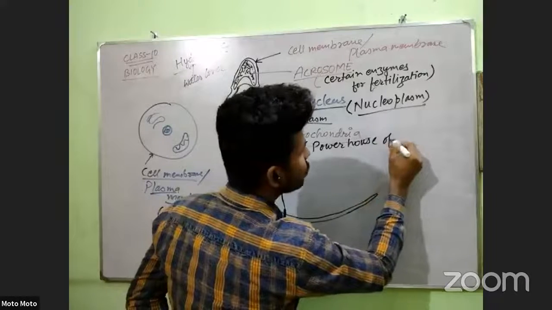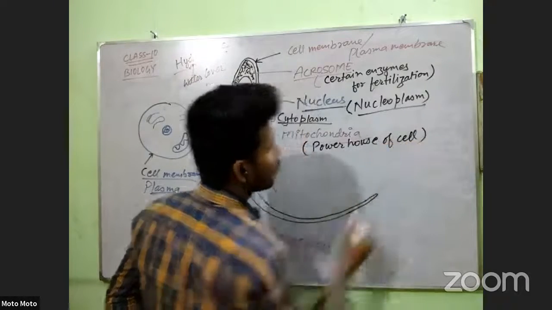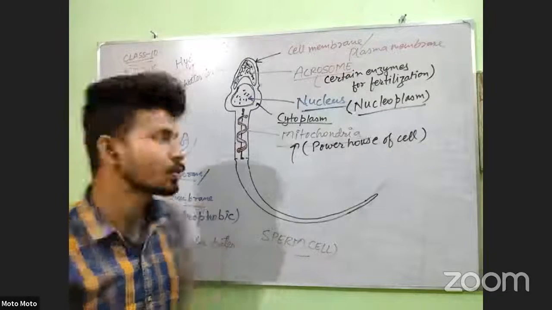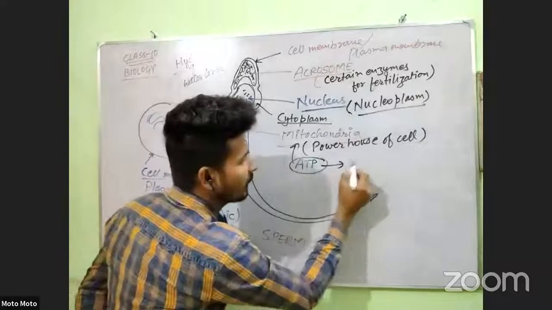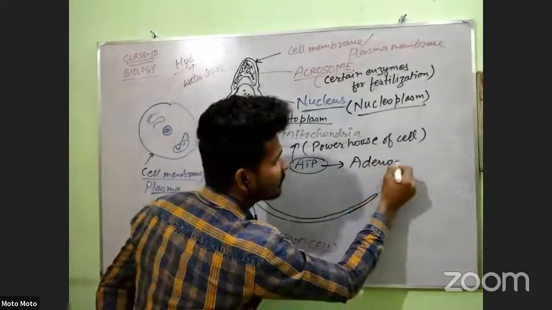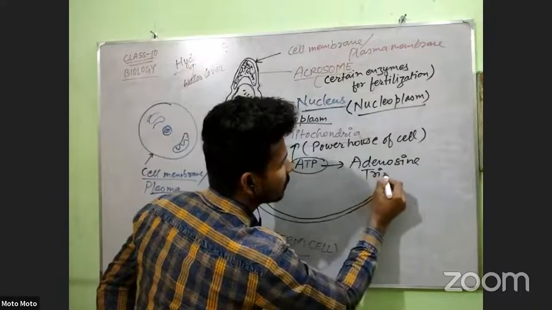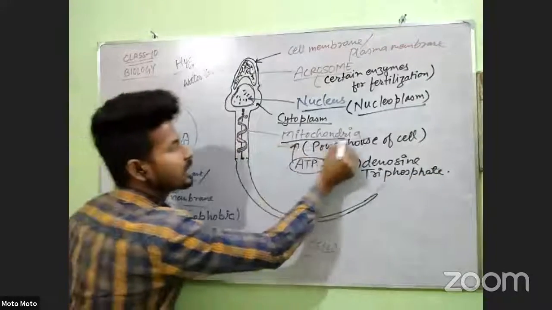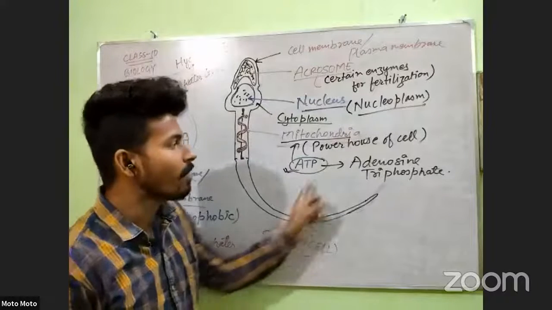Why is it named as powerhouse of the cell? Because it produces energy, right? It produces energy for the cell. So it is named as powerhouse of the cell, and that energy is called ATP. ATP is named as adenosine triphosphate. Are you clear? It produces energy in the form of ATP, and ATP's full form is adenosine triphosphate. Got it? Yes, sir.